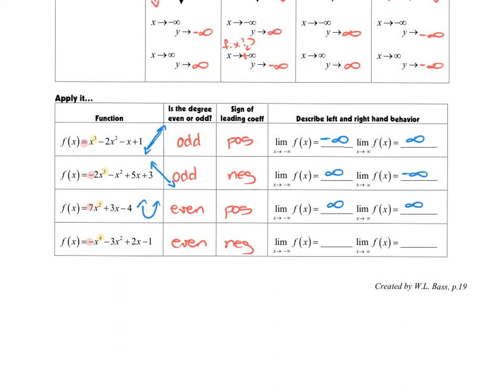And lastly, this one's going to be a downward turning parabola, that's what I'm going to imagine, even though I know it actually looks different. This is what I'm going to picture. So as x goes to negative infinity, y goes to negative infinity. And as x goes to positive infinity, y goes to negative infinity.